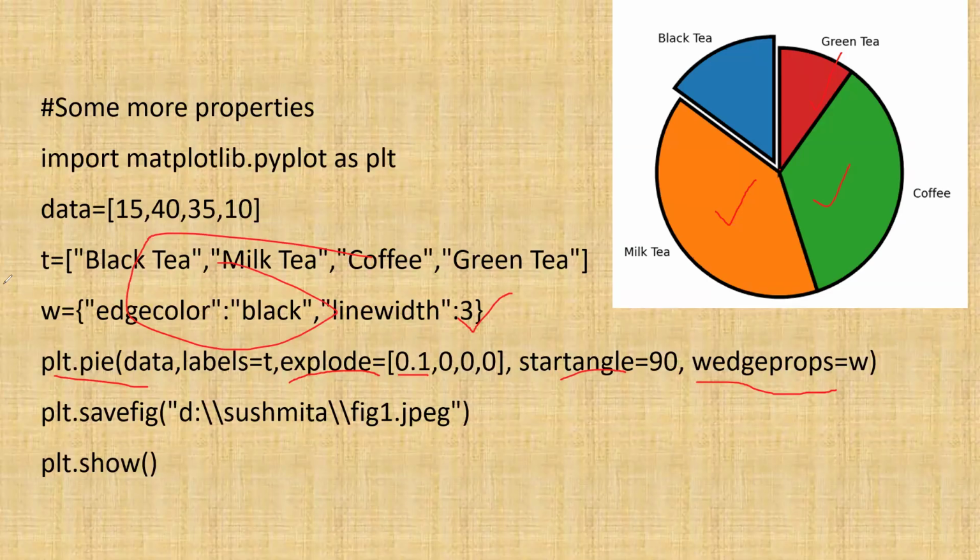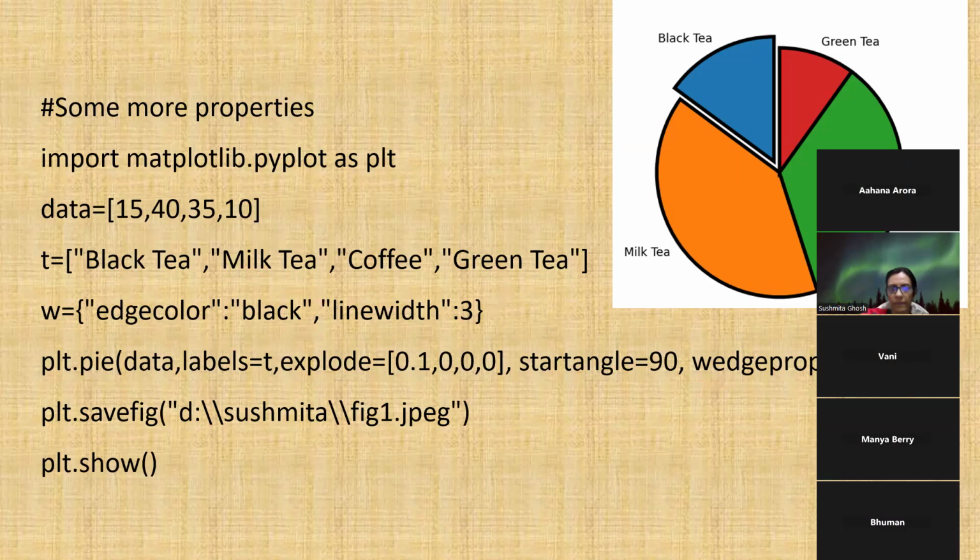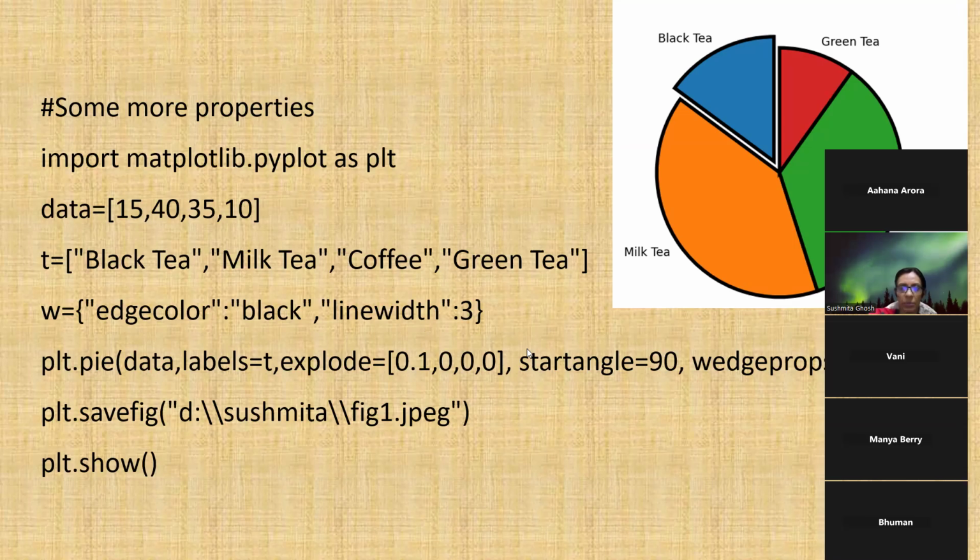Okay, am I making it somewhat clear to you? If I can see your thumbs up, that will be great. Ma'am, so W is a dictionary. W is a dictionary, correct. Like T is a list, data is a list, W is a dictionary. Is it fine? Yes, ma'am. Great. Any other thing you want to ask?